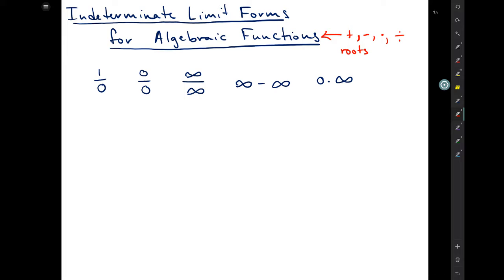Now, I've actually already done some videos that deal with some of these. If you want to learn about indeterminate limits of the form 1 over 0, you'll actually want to look at the video on infinite limits and indeterminate forms, and I'll put a link to that in the description. I also talked about limits of the form 0 over 0 previously. For this one, you'll want to watch the video on the cancellation theorem for limits.